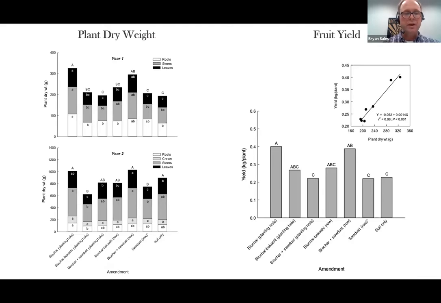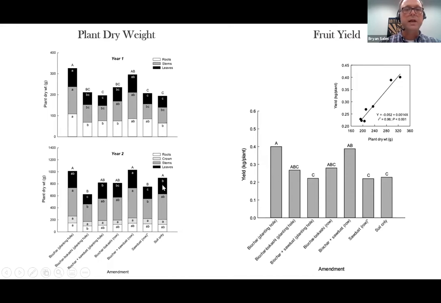So the graph below is plant dry weight from year 2. You can see that the 20% biochar in the planting hole here also had a really high plant dry weight. So did the biochar plus sawdust, again incorporated in the row, but they weren't significantly different than the soil only, the unamended treatment. And you can see that Douglas fir sawdust did better here.